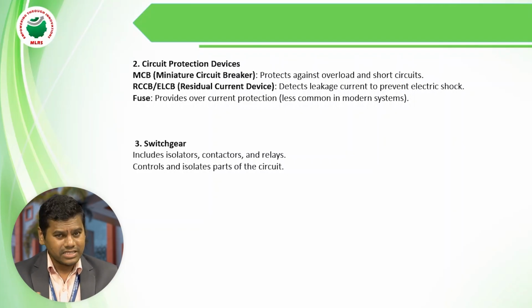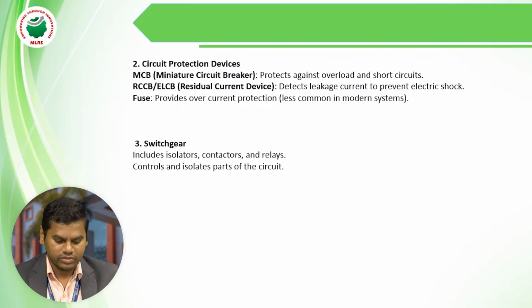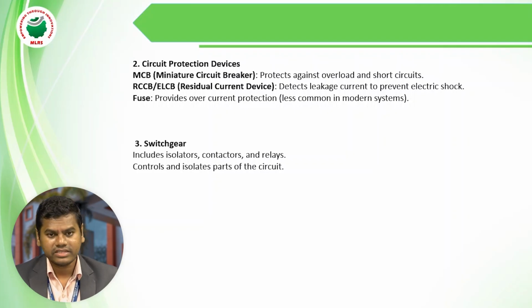The next component is the fuse. It provides overcurrent protection, though it is less common in modern systems. The third one is switchgear. Switchgear includes isolators, contactors, relays, and controls, and isolates parts of the circuit.